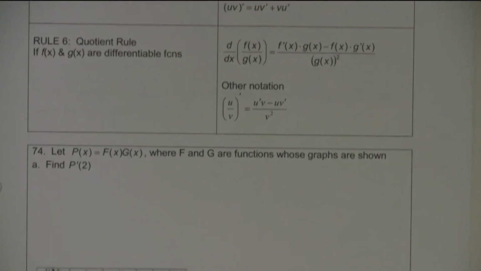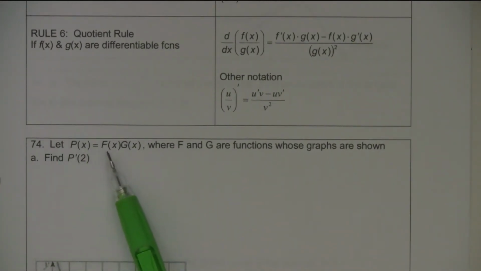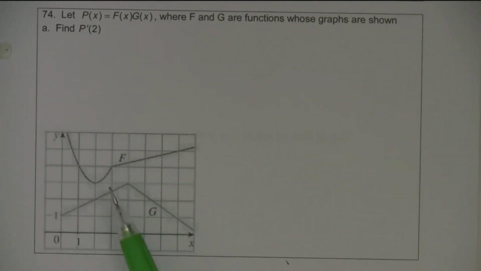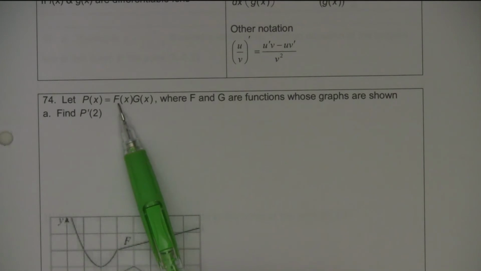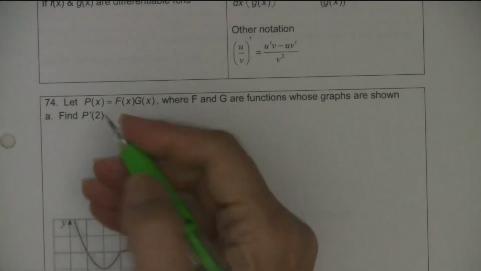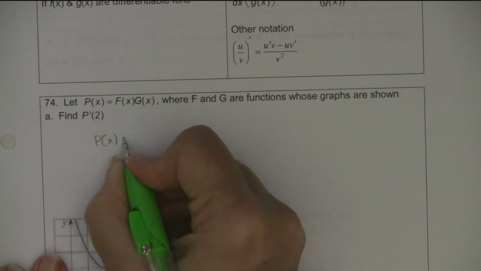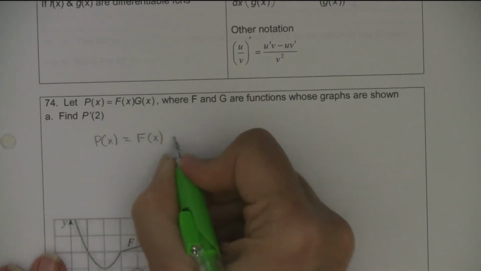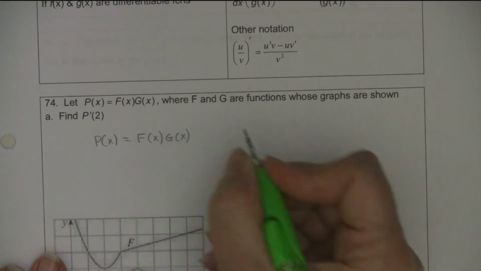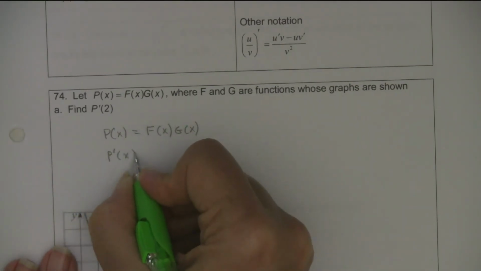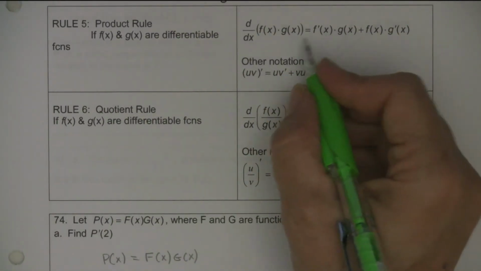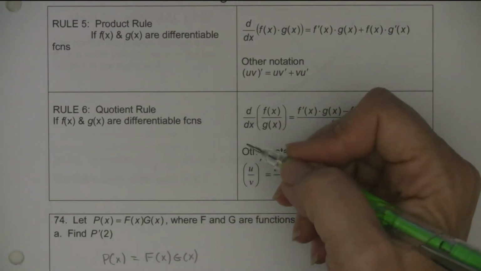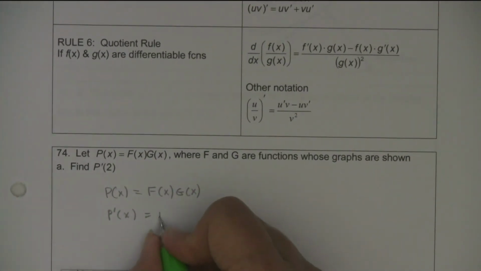So here they're saying p of x equals f of x times g of x, and they must have a picture down here of f and g, and they do. They've asked us to find p prime at 2. Because p is a product, I would have to use the product rule to find the derivative of it. So I could just write it, here's the product rule, and it's almost the same, only capital F and capital G. I'll just write it the same as what we had up there.